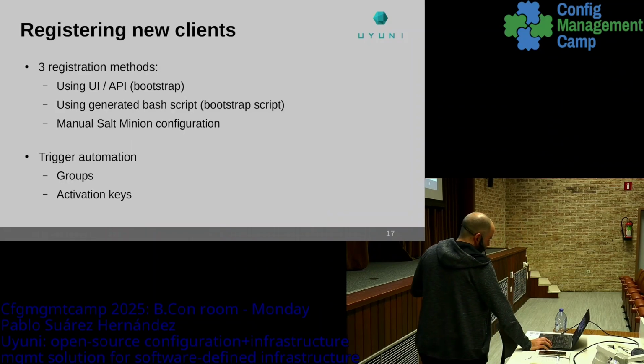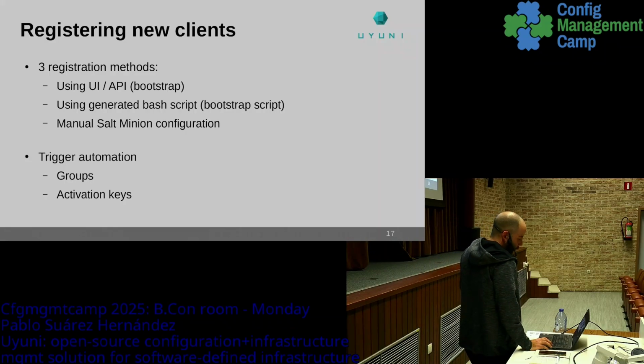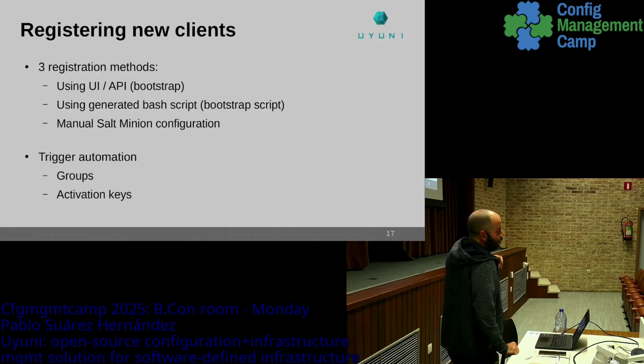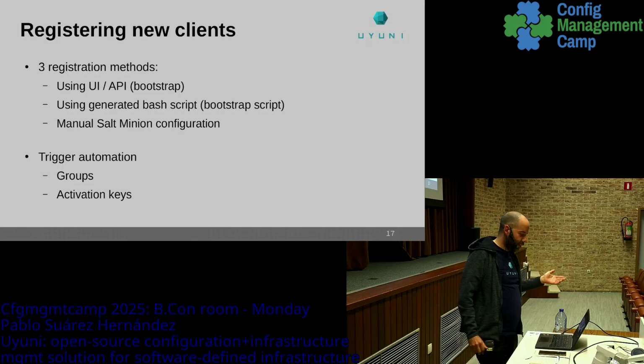Quickly, 3 ways of registering a system using the UI or the API. Easily, you go there, put the host name, click, click, click, and that's it. You can use a generated bootstrap script that is also provided by Uyuni in case you just want to trigger the registration by executing a bash script on the clients, and that's it.